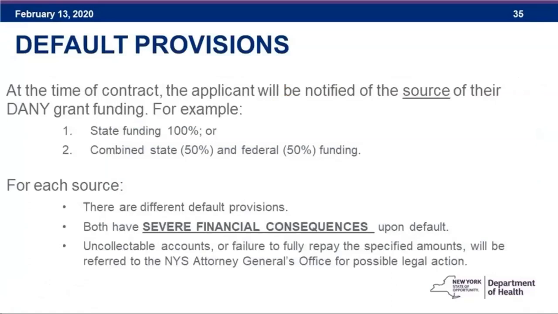We'll spend a little time talking about default provisions because we do find, unfortunately, that some grantees are not clear on this, so we want to be very clear at the onset. So at the time that we award you your contract, you will be notified of the source of your funding. Your funding could be either state funding as 100%, or it could be a combination of state and federal funding. And the default penalties are different depending on where your money is coming from. The formulas are listed in the RFA on how you would calculate what your default would be. It's not up to you to arrive at that number.